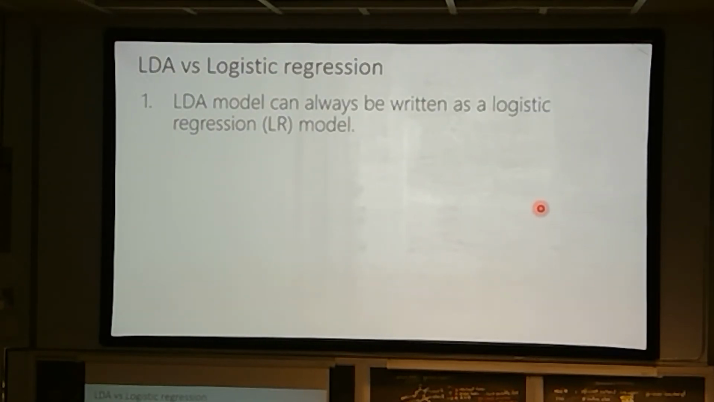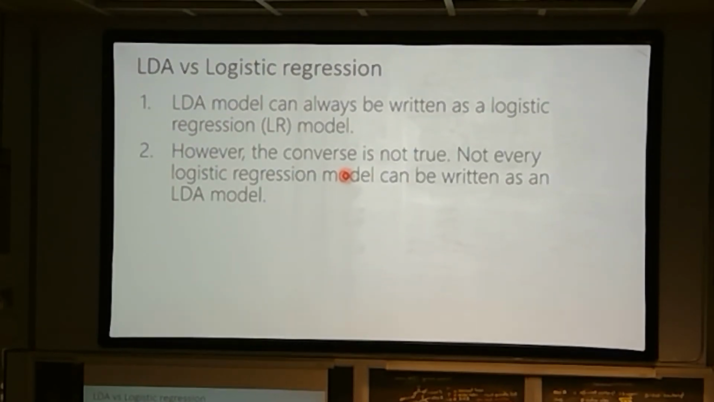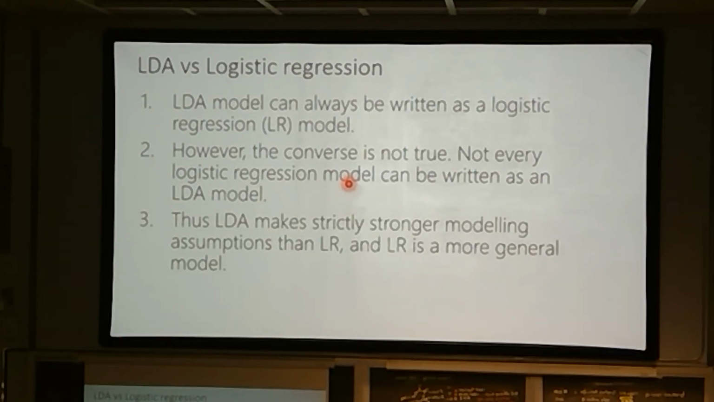So what I just showed you is that the linear discriminant model can always be written as a logistic regression model. I didn't show you exactly how, but it can be shown that it takes this form, and that form is logistic regression. But the converse is not true, and that's why there is a difference between these things. Not every logistic regression model can be written as LDA. The conclusion is that LDA makes strictly stronger modeling assumptions than logistic regression, and logistic regression is therefore in some sense a more general model. Does that make sense?